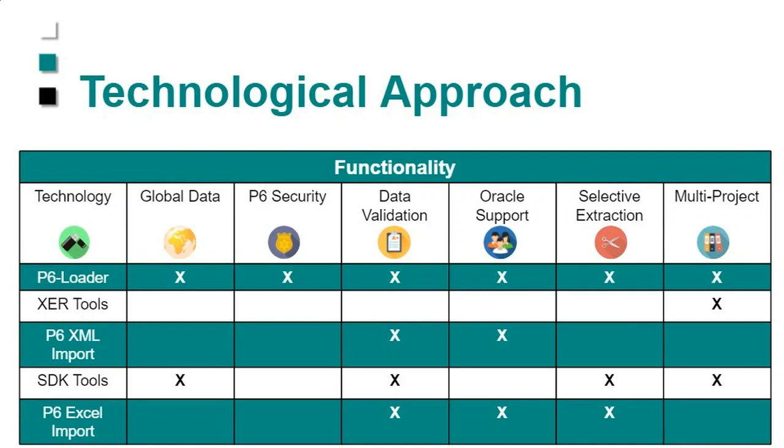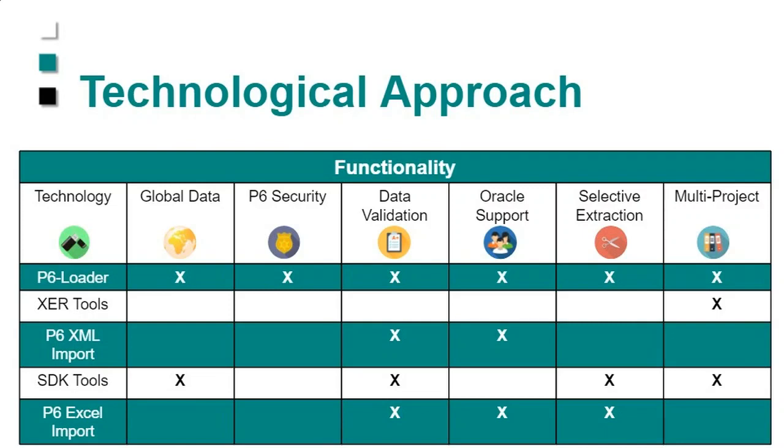So the last thing that came along was P6 came up with XML imports. And that works reasonably well. It does have data validation. It is supported by Oracle, but it has very limited functionality around multiple projects. So if you have import remappings, they're available as long as you only do one project at a time. As soon as you do a second project, all those options disappear. So again, it doesn't really fulfill the requirement.